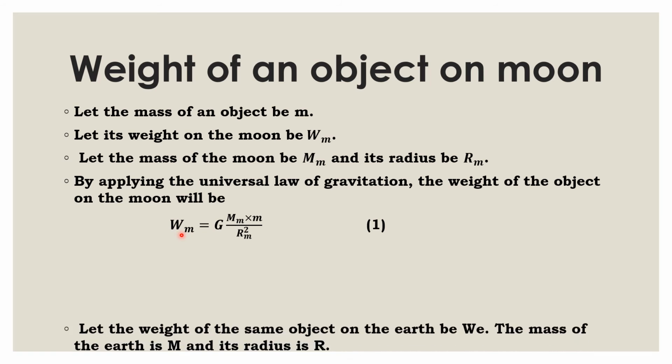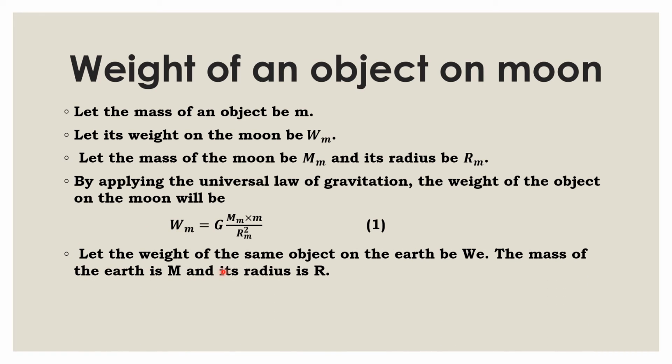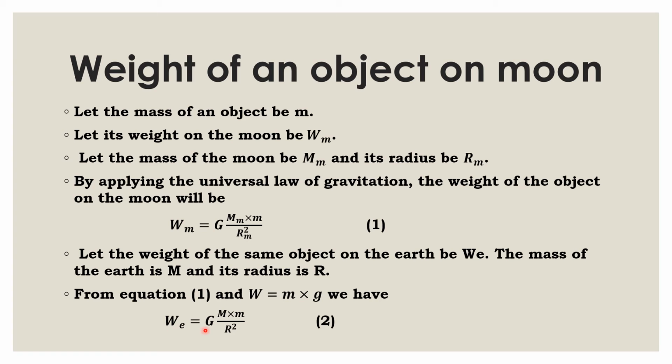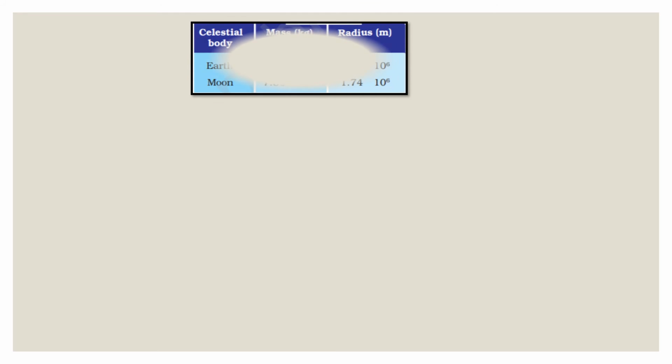Now let the weight of the same object on the earth be We. Now here we had taken Wm, now here we consider We, that is the weight of the earth. The mass of the earth is M and its radius be R. So from equation 1 and W equals mg, we get W equals G M into m upon R square. Now here we are given some values: mass of earth and its radius, and mass of moon and its radius.